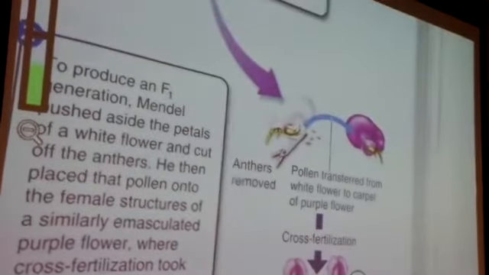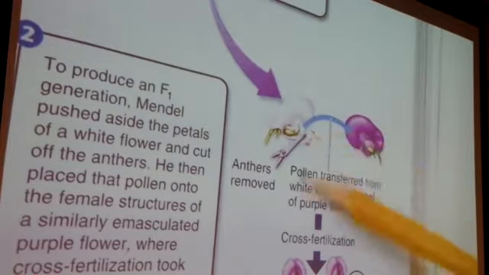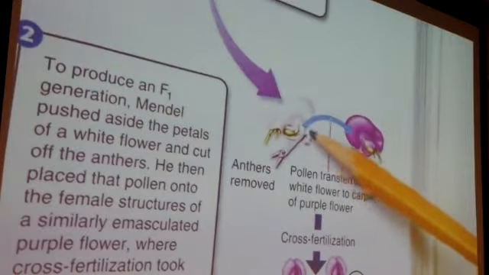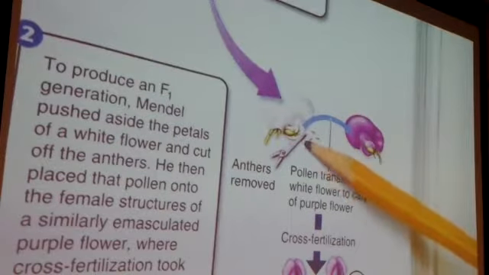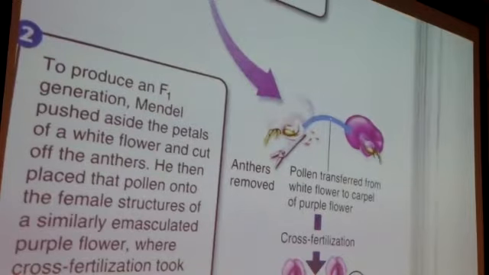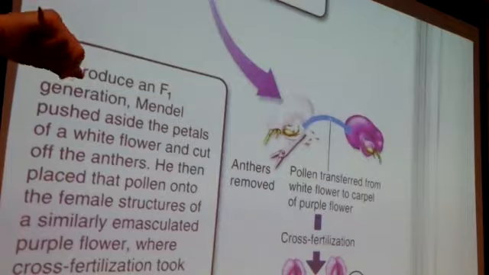So he took literally a pair of small scissors and a fine paintbrush so that he could go from one flower to the next, and he would cut off the pollen before it forms, actually. So he would cut off the stamen or the anthers. And then on another plant, if that was his source of pollen, he'd wait for the pollen to develop and then take the paintbrush, dip it in the pollen from one flower, and go to the other one and fertilize it.